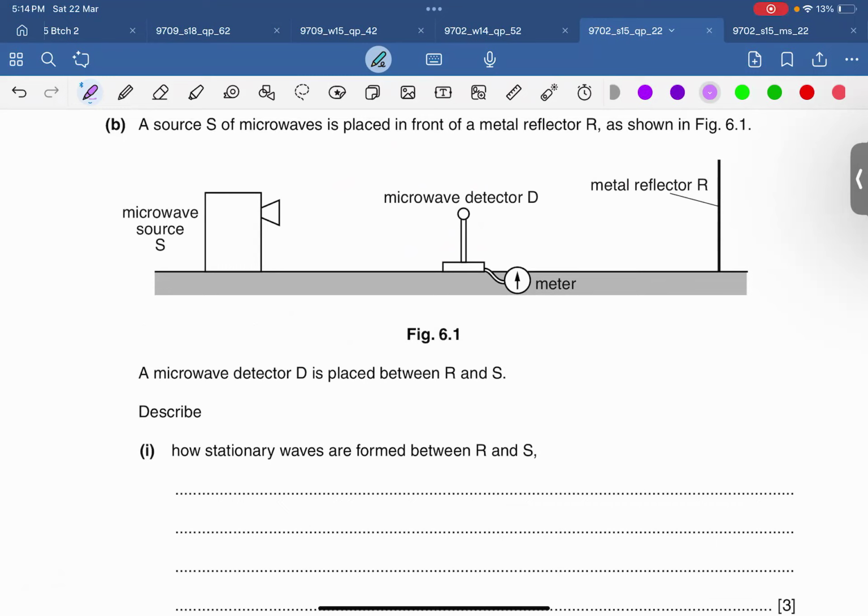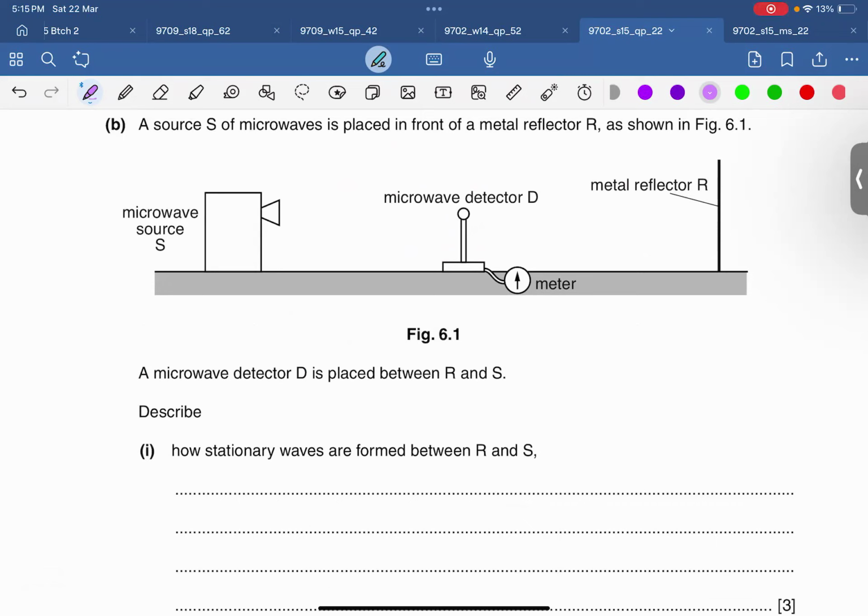A source S of microwaves is placed in front of a metal reflector R as shown in figure 6.1. A microwave detector D is placed between R and S. Describe how stationary waves are formed between R and S.